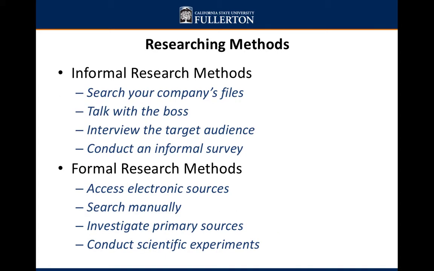So there are 8 research methods that your book discusses. There are informal research methods and formal research methods. So let's go over the informal research methods. The first one is search your company's files. So let's say you're writing a direct message and you need to gather information on something that your company did. Well, maybe you can search the company's files. Maybe there's stuff in the database that your company has stored where you can gather information from. Maybe it's something that you need to talk with your boss with. You can go up to your boss, talk with him or her about what it is that you're trying to research about.